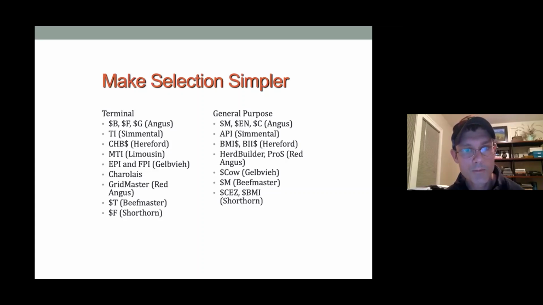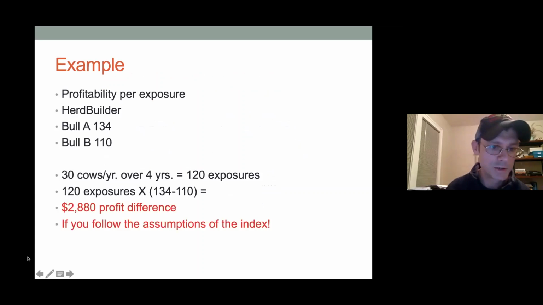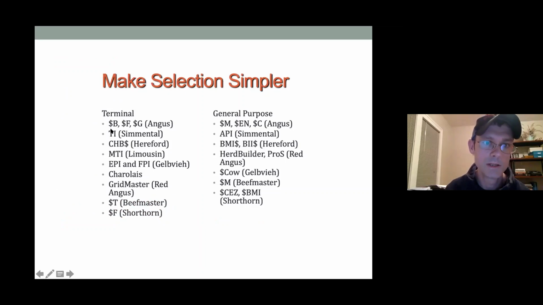So the important thing here is to use an index that best matches your breeding objective, all right? Because if you keep back heifers and you select on a terminal index, there's going to be a tendency that not only will you ignore fertility, you'll increase mature size over time.